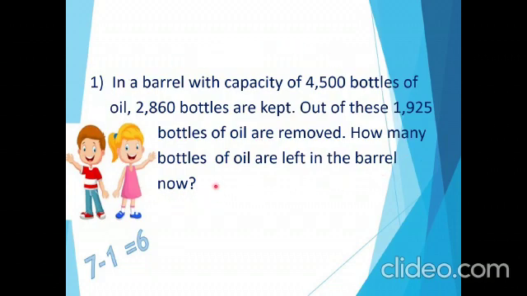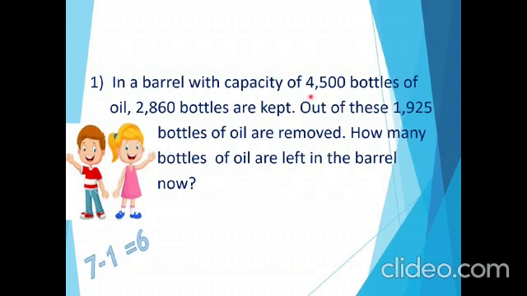We already discussed the steps to be followed to solve the word problem. The first step is we have to understand the problem carefully and what is to be found. We already read the problem, and what is to be found in this problem, children? That is, how many bottles of oil are left in the barrel? That we have to find out.